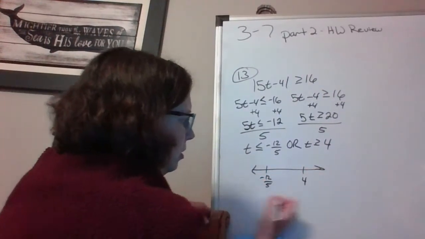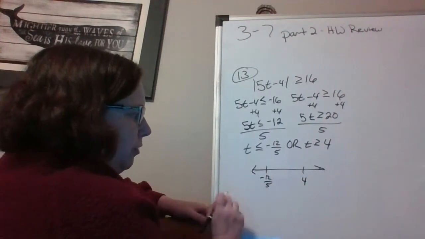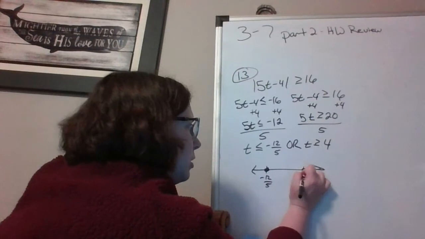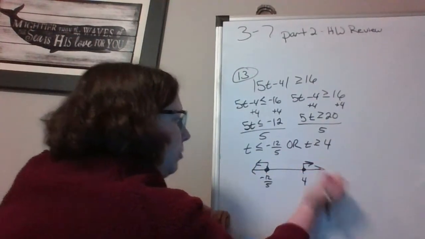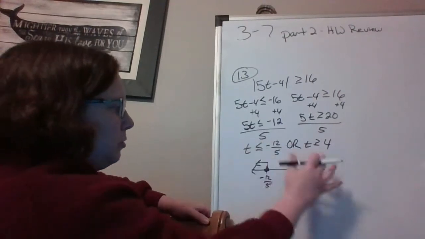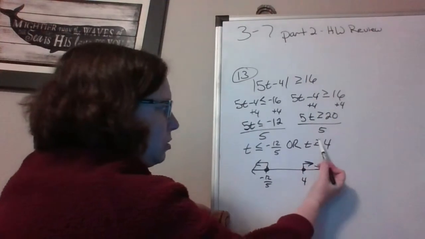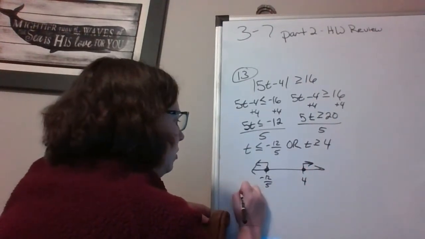No common factor between 12 and 5, so that's fine to leave like that. We have closed circles here, and our arrows are going out because it's an or. Just double check. So t is less than or equal to, go that way. T is greater than or equal to, we go that way. So those are good.